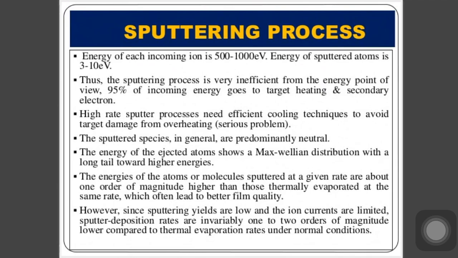However, since sputtering yields are low and ion currents are limited, आपके पास जो इसका यील्डिंग है वो काफ़ी कम है कंपेरेटिव टू आयन करंट. Sputtering deposition rates are invariably 1 to 2 orders of magnitude lower compared to the thermal evaporation rate under normal conditions.